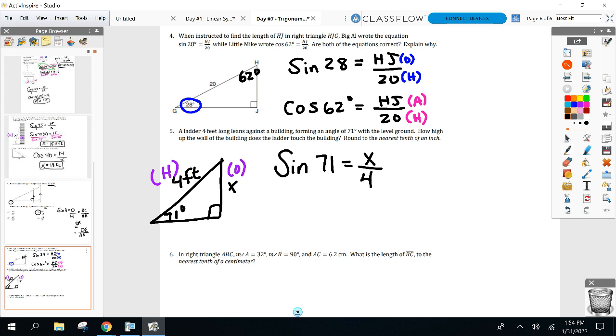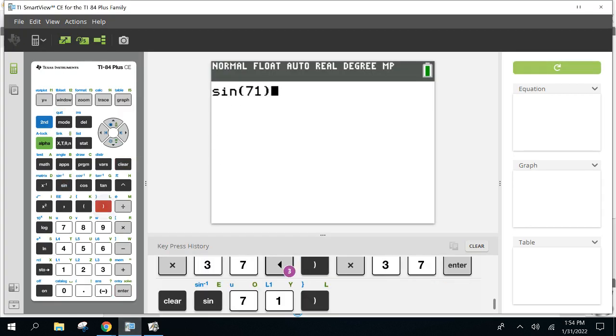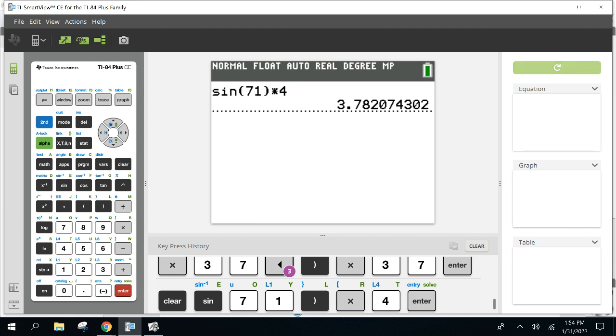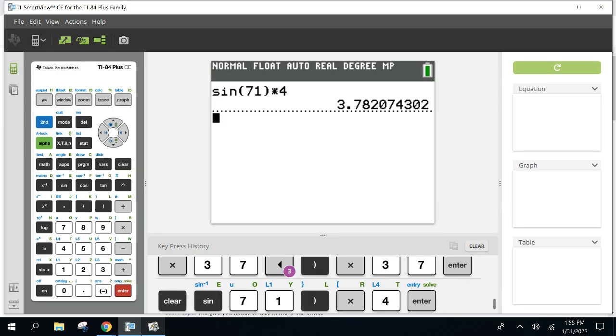Some of you are wondering where the stud part comes in. You're like, this is easy. We've done this all day today. You're right. All right, go ahead, cross multiply. Sine of 71 times 4 equals x. We all go to the calculator. Look at me, I'm a stud. Sine of 71 times 4. Round to the nearest tenth. Hey, 3.8, we're good to go.